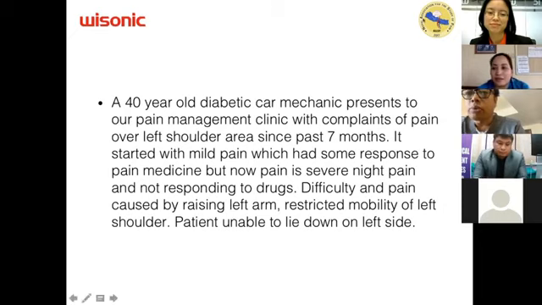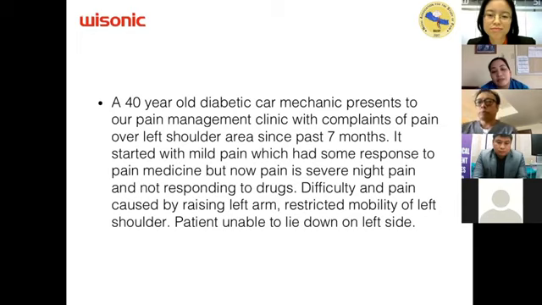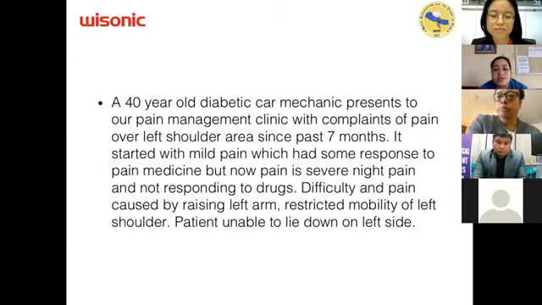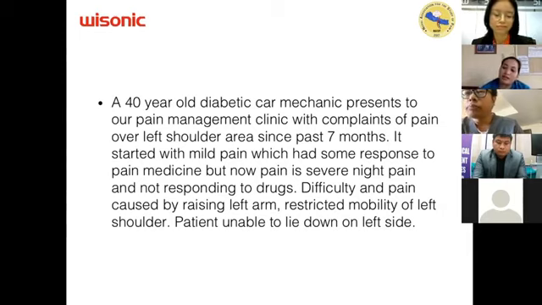This case is of a 40-year-old diabetic car mechanic who presents to our pain management clinic with complaints of pain over the left shoulder area since past 7 months. Firstly, it started with mild pain, which had some response to pain medicine, but now pain is so severe that he has sleep disturbance with night pain and is not responding to drugs. So there's difficulty, and pain is caused by raising even the left arm. There's restricted mobility of the left shoulder, and the patient is even unable to lie down on the left side.